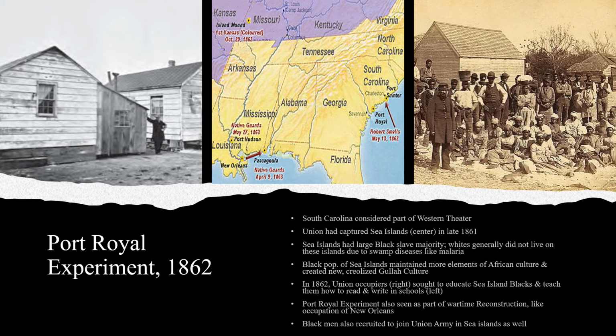The Union Army, with the help of abolitionist reformers, worked to reconstruct the Sea Islands, freeing the slaves, establishing schools to educate the freed African Americans. They also recruited the newly free black men to join the Union Army as well. The Union's attempts to reconstruct the Sea Islands society was called the Port Royal Experiment, and it would be copied across the South after the Civil War, with the establishment of the Freedmen's Bureau in 1865.